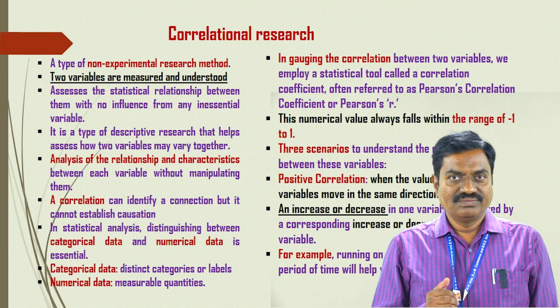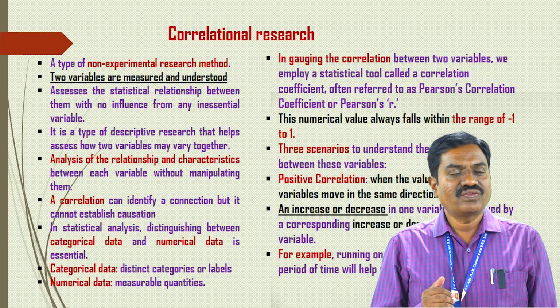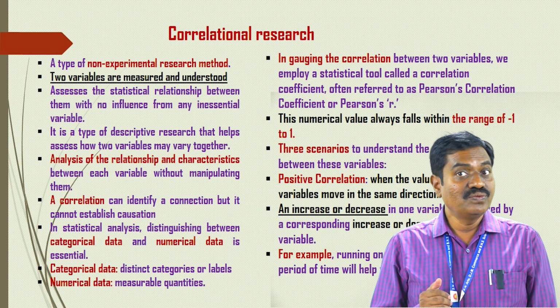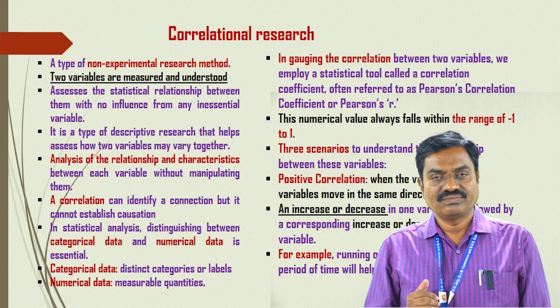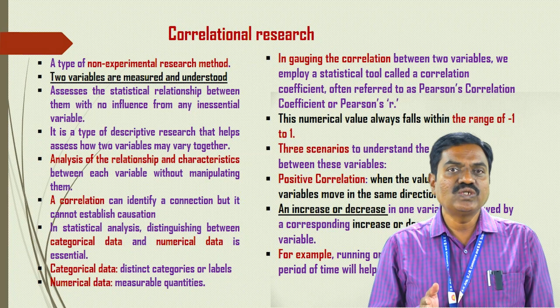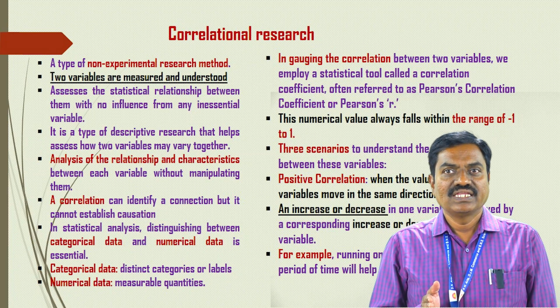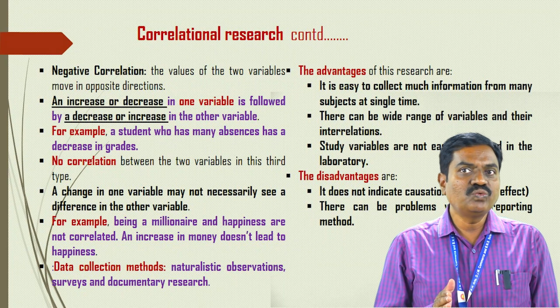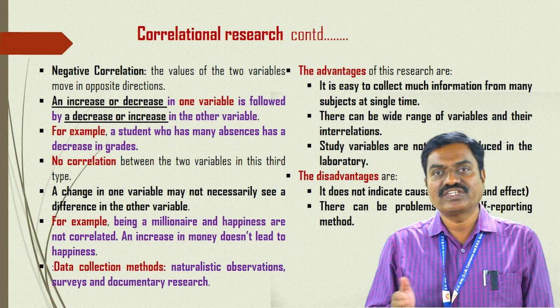For example, running on a treadmill for a longer period of time will help you burn more calories. The next type of correlation is negative correlation. In this type of correlation, the values of the two variables move in opposite directions.